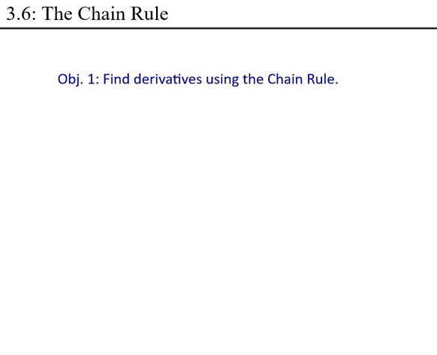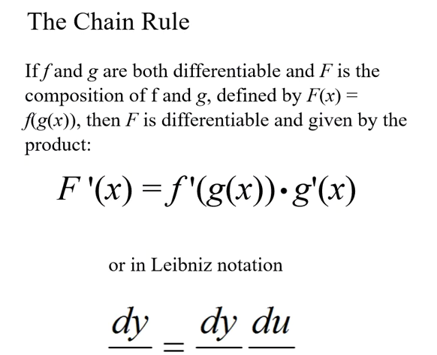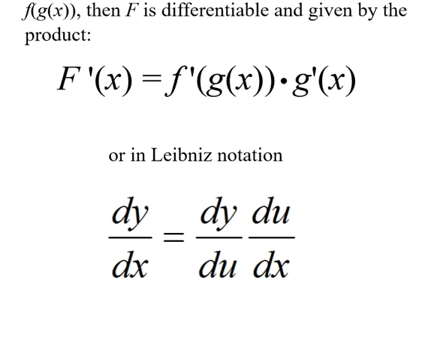In this video, we're going to find derivatives using the chain rule. For those who might not know, the chain rule helps us find derivatives of composition of functions. So if both f and g are differentiable and F is the composition defined as F of x is equal to f of g of x, then the composition is differentiable by doing f prime of g of x times g prime of x, or in Leibniz notation like that.